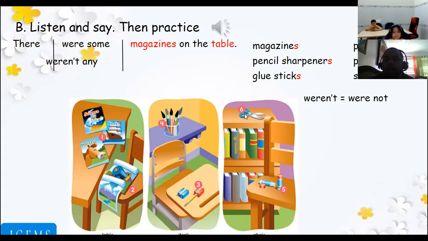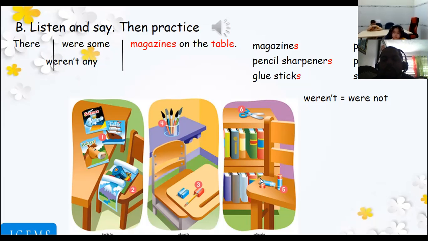Okay, what was there on the bookshelf? There were scissors. Okay, there were some scissors. All right, there were scissors on the bookshelf.